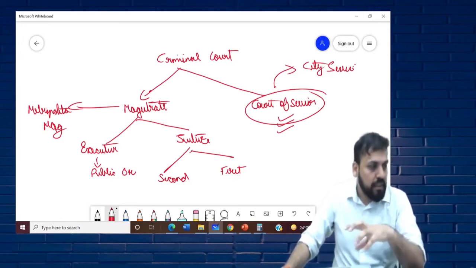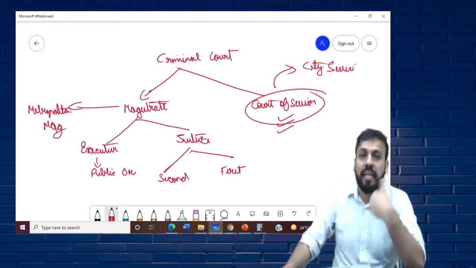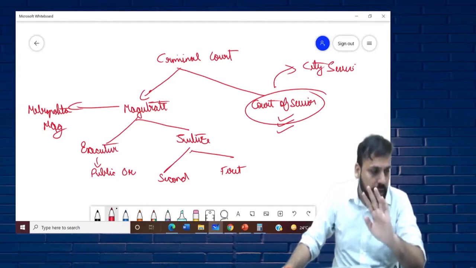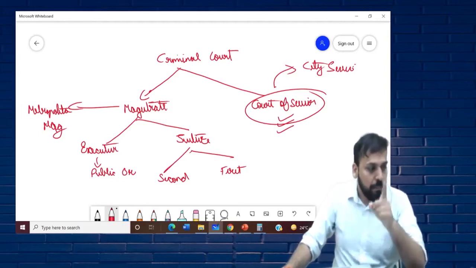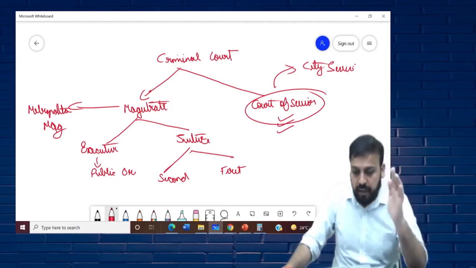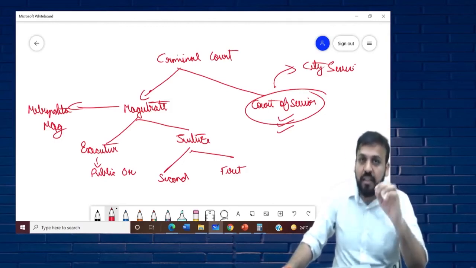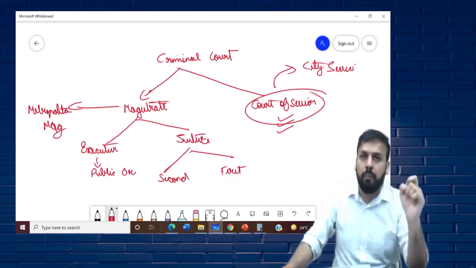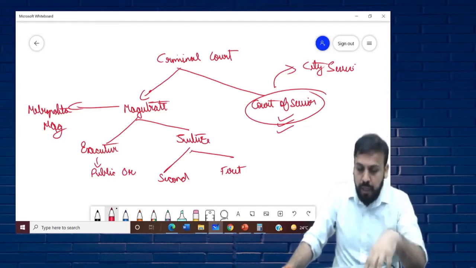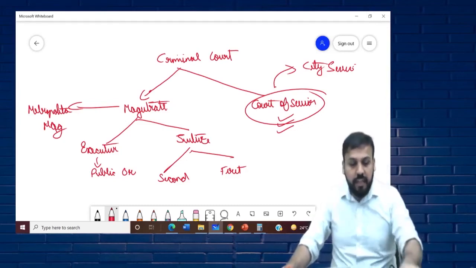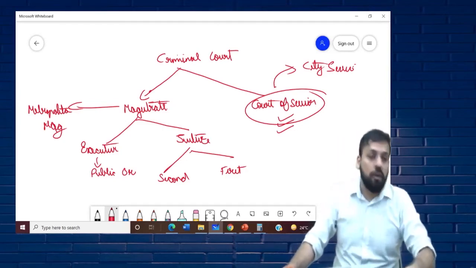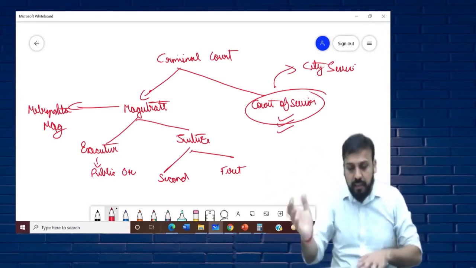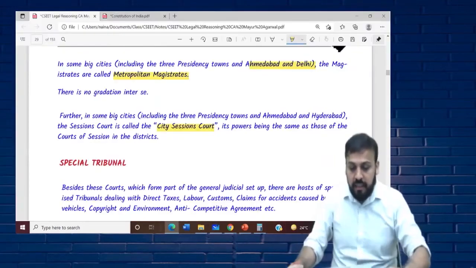And a magistrate cannot declare all types of sentences, like death sentence or lifetime imprisonment. The court of session can declare them. Magistrates are of two types, executive and justice. In big cities, it is called a metropolitan magistrate. Executive is for public order, public peace that needs to be maintained. And once the crime is done, the decision is taken in justice. And again, there are two types, first class and second class.